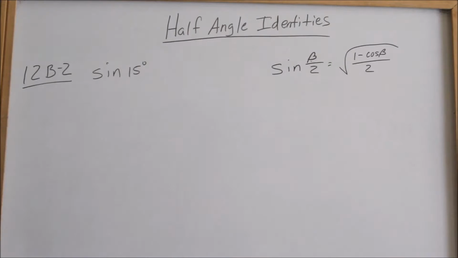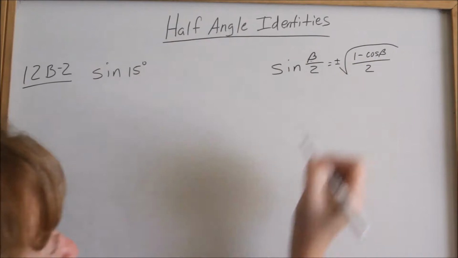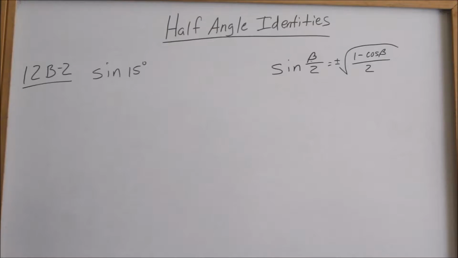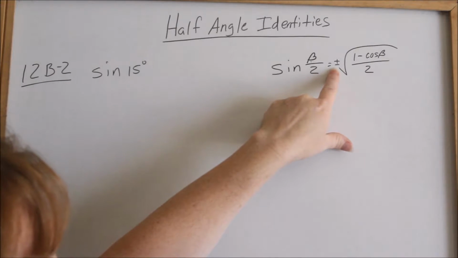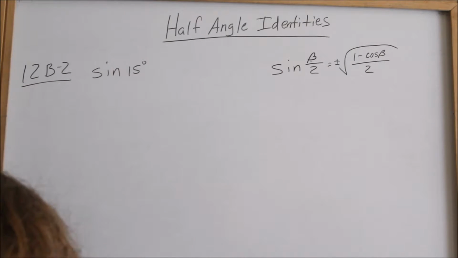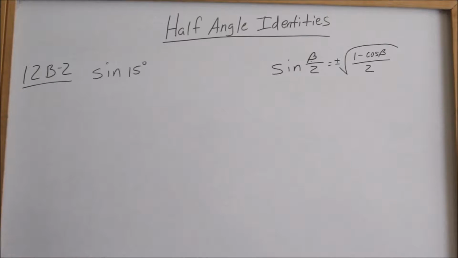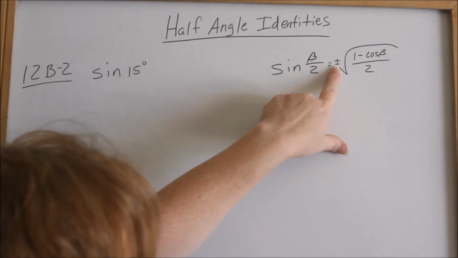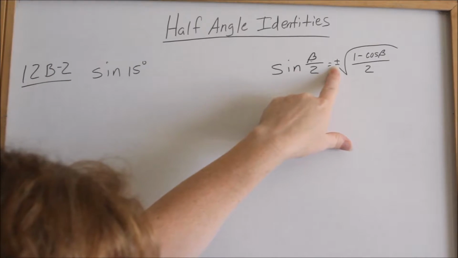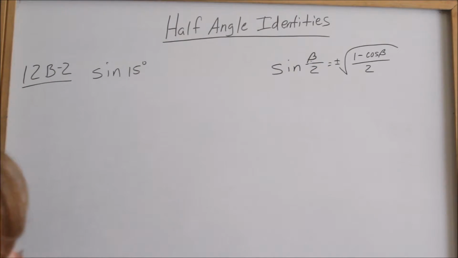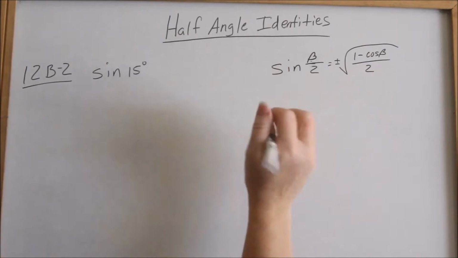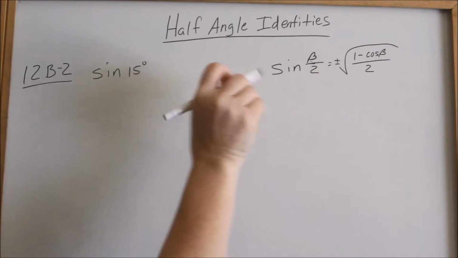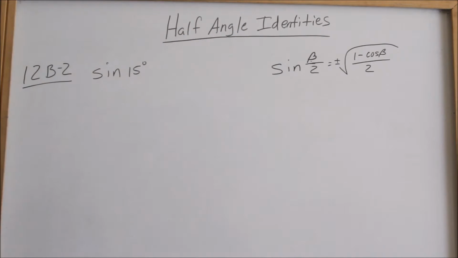Now for every formula, there is a plus or minus in front of the radical. That plus or minus is dictated by what quadrant you're in. Remember, for sine, everything is positive in quadrant 1. Whatever angle this is, the quadrant it is in determines the sign. This is why it's called a half-angle identity: you're taking an angle and dividing it by 2. Over here we want to do sine of 15 degrees.